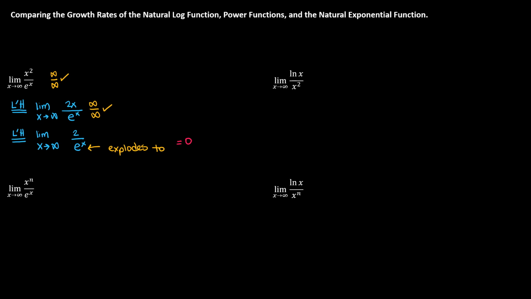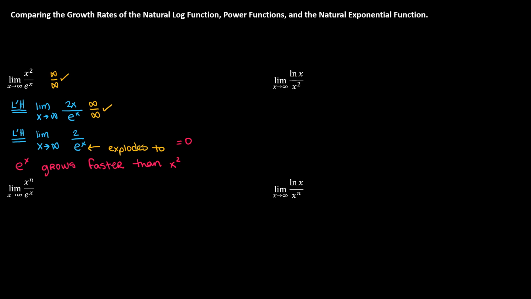So there's three scenarios. You create this rational function, and if the result is 0, the bottom function was the faster. If you create this rational function and the result is infinity, then the top function was the faster. But if you create this rational function and you get a limit that is equal to a real number that's not 0, not infinity, then they grow at the same rate. So we are able to make the conclusion here that comparing x squared to the natural exponential function, e to the x grows faster. But what about other power functions?